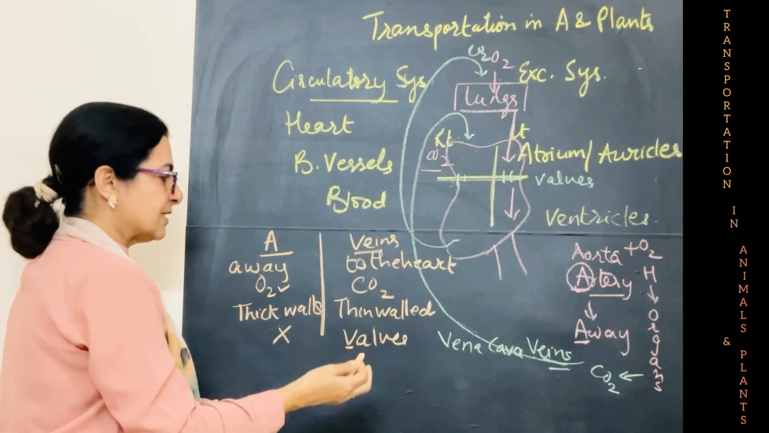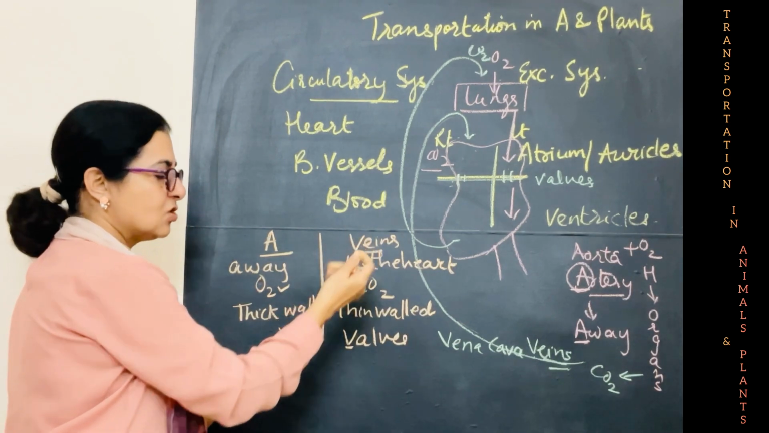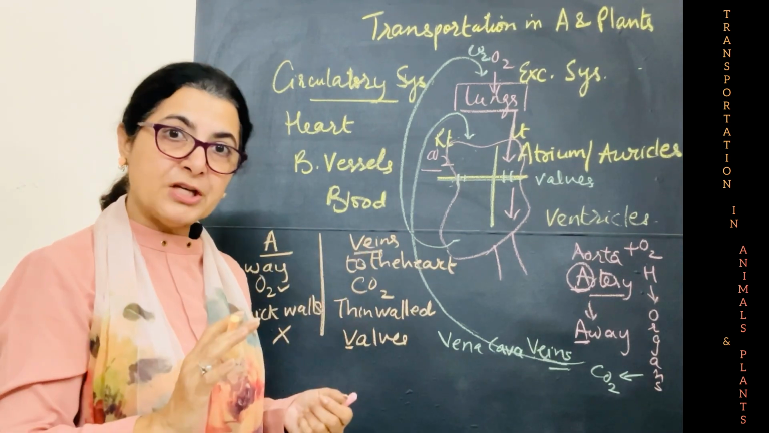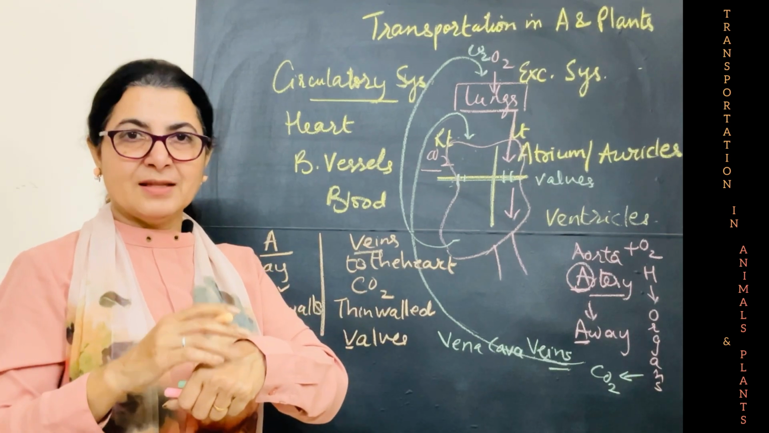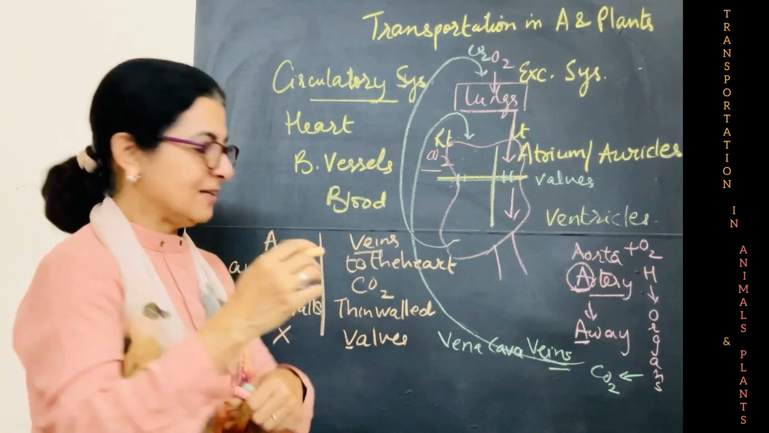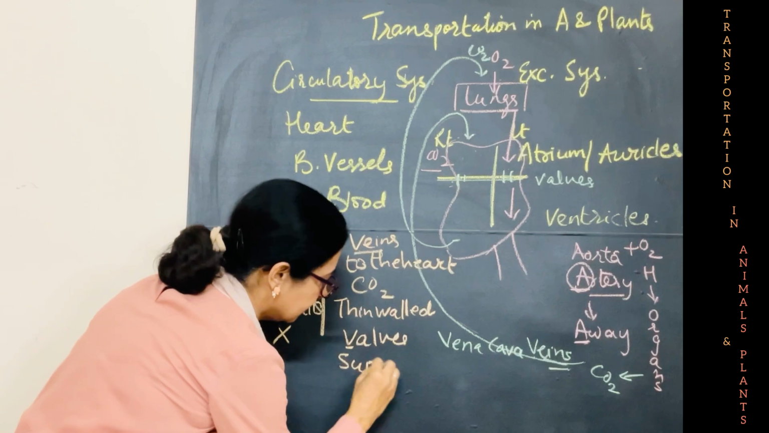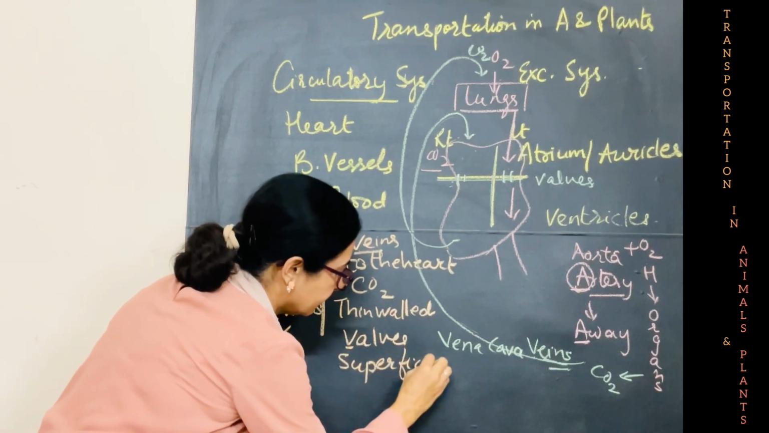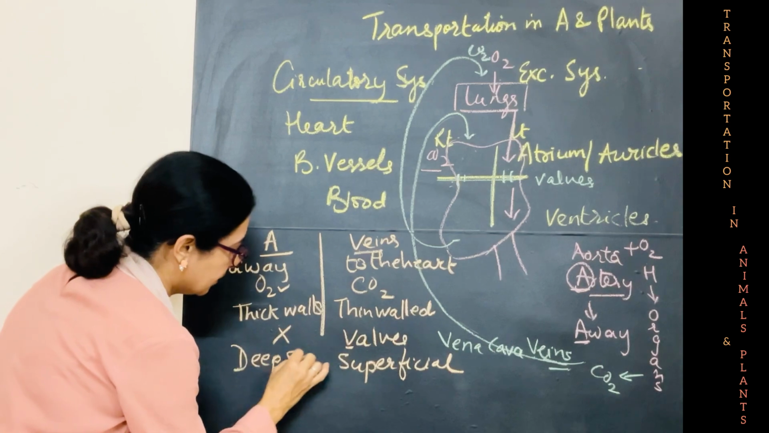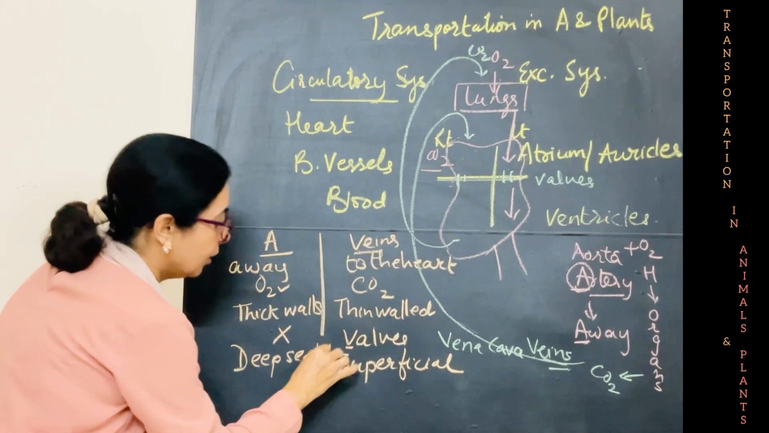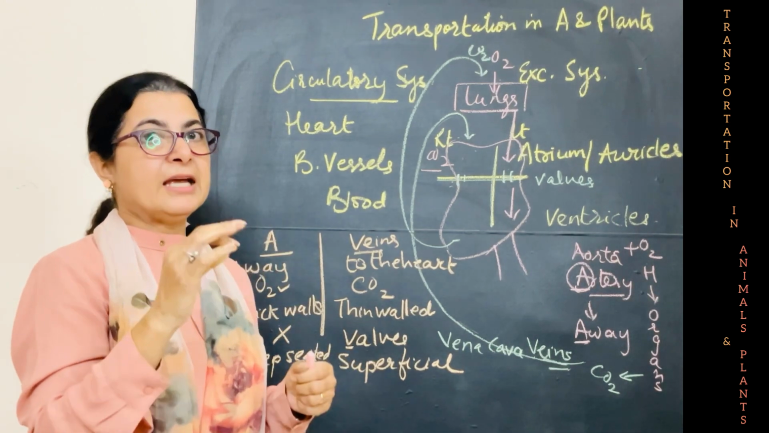Now coming to the next point: because these veins are just carrying the blood under low pressure and they have thin walls, we can see them superficially. They are not very deep seated. So these are superficial, and arteries are deep seated. Why? Because the blood is flowing under a lot of pressure, so they can even burst.